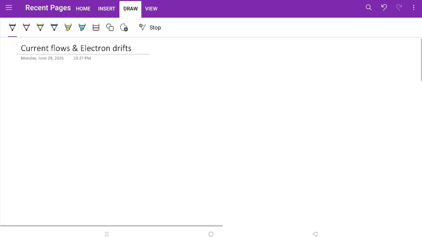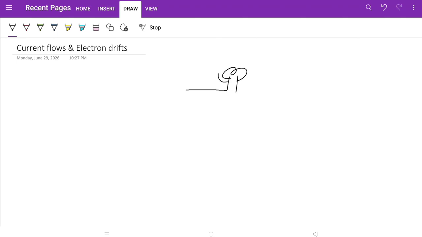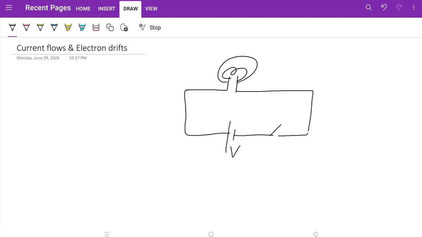Let's discuss a small topic, that is why or how current flows in a circuit very fast but electrons drift so slow. To understand this, consider a circuit having an electric bulb connected with a battery V and a switch S. Now what happens when I close the switch?